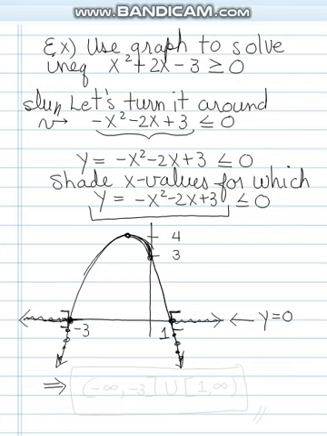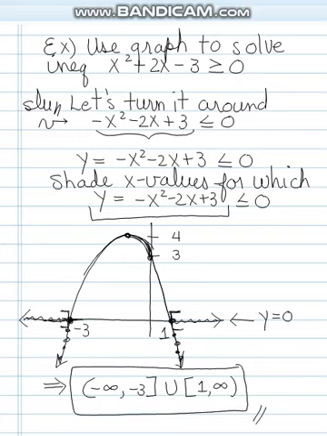The graph solves the original inequality, negative 2x squared plus 2x plus 3... is greater than or equal to 0, for these x values: open parenthesis from negative infinity to -3 with a boxy bracket, union together with boxy bracket 1 to infinity with a round bracket. Those are the x values that satisfy the inequality. They are the same as the x values that have y partners less than or equal to 0 on the graph of y equals negative x squared minus 2x plus 3.